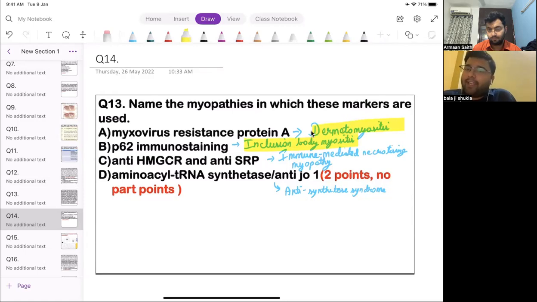Then we have anti-HMG-CR and anti-SRP. HMG-CR stands for hydroxymethylglutaryl coenzyme A reductase, and SRP stands for signal recognition particle. It is seen in immune-mediated necrotizing myopathy. Then we have amino acid tRNA synthetase, also known as anti-Jo1 antibody. It is seen in anti-synthetase syndrome, a new disorder previously considered part of the dermatomyositis spectrum.